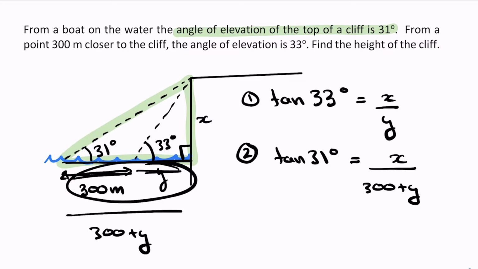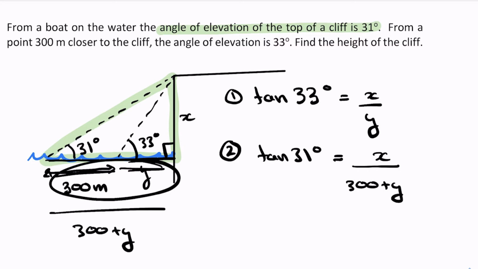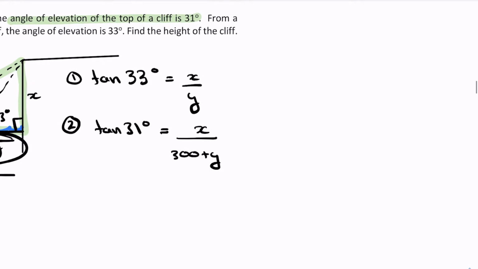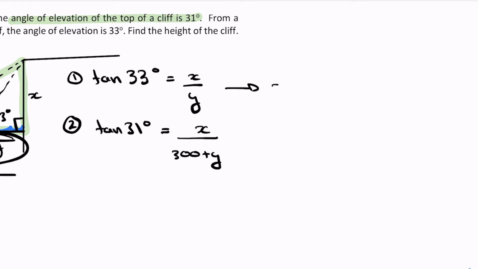Remember in grade 10, when we want to solve a system of two equations with two unknowns, we can use elimination or substitution. I'm going to use substitution here. But before I do that, I have to get some kind of equality. So here's what I'm going to do with this first equation. I'm going to rewrite it in terms of x. I'm going to bring the y up here and then interchange the order. So x is going to be equal to y times tan of 33 degrees.